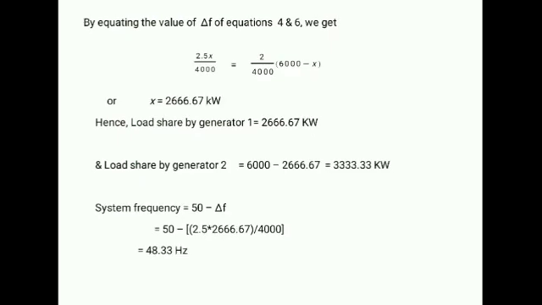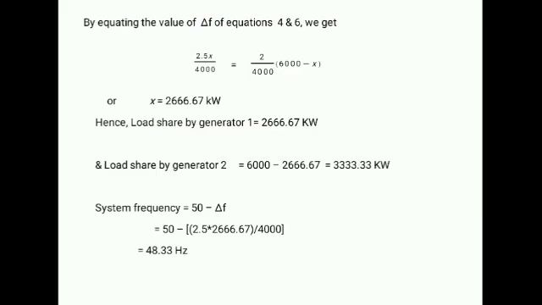Now we have to find the system frequency at this moment at the load of 6000. System frequency is the new frequency. We have already read that the change in frequency is equal to the frequency at no load minus the frequency at a particular load condition. So the system frequency at a particular load condition is equal to 50 minus delta F. Now we are aware of the value of delta F.